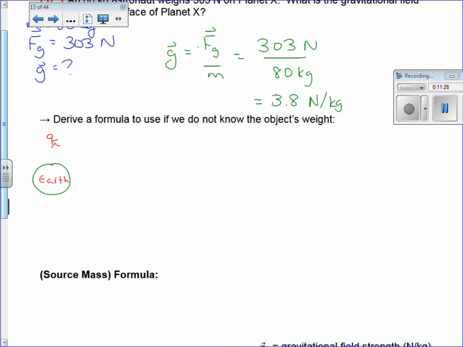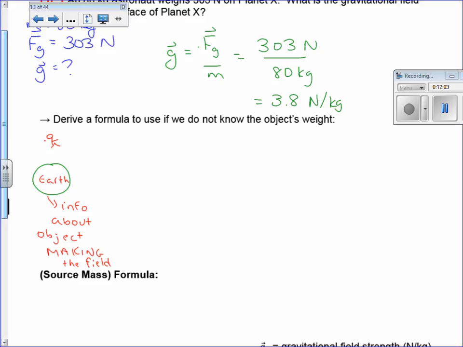So the first formula we use, the FG over M, that's if what we know is stuff about the object outside in the field. If we don't know anything about the object outside the field, so if our info is only about the object making the field, we might be able to come up with a formula to use that.